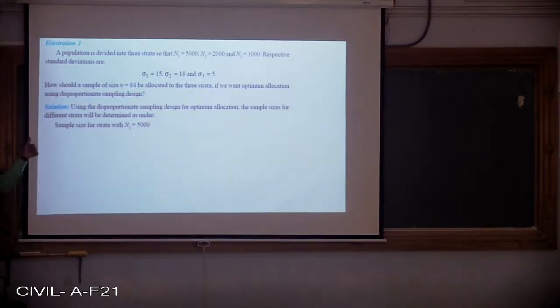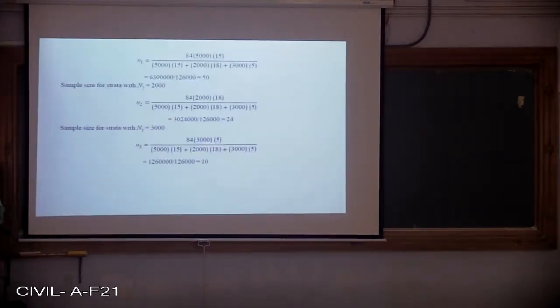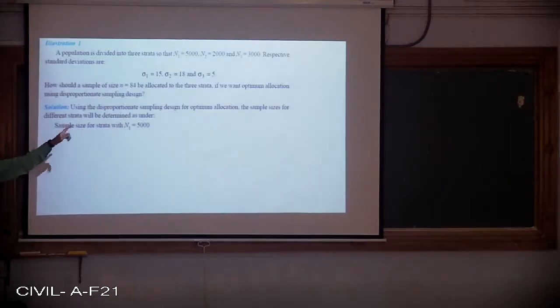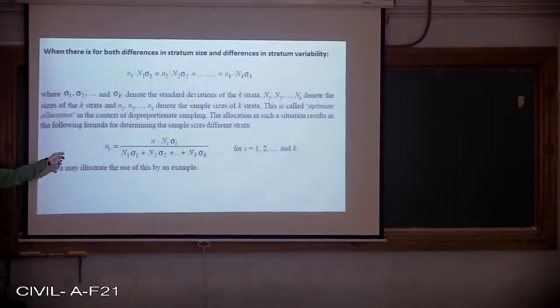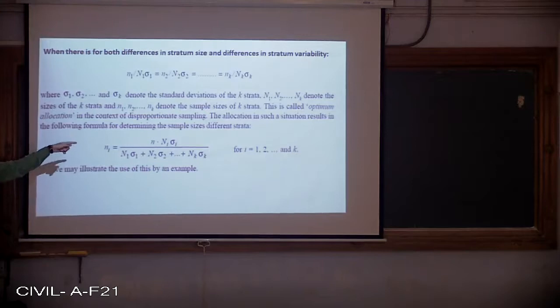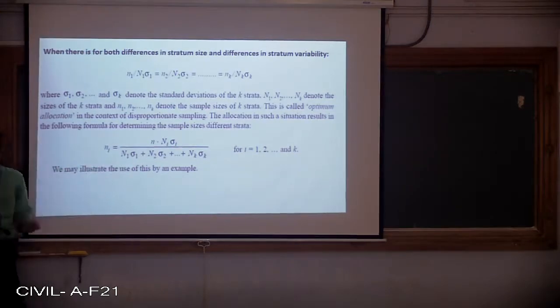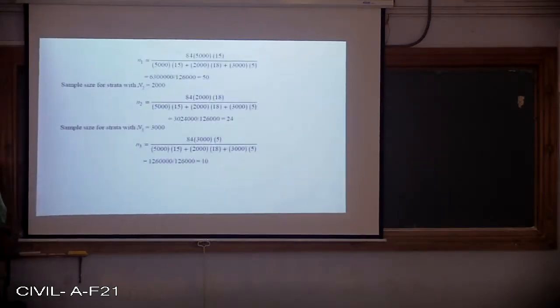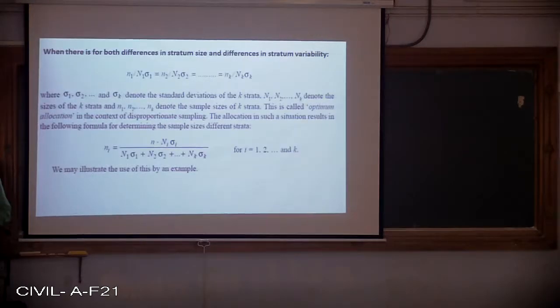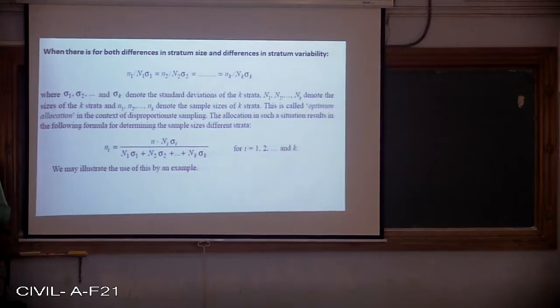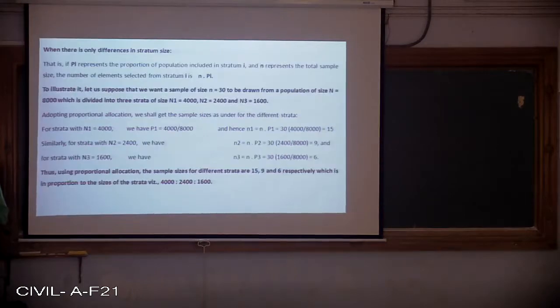So for the sample size of strata, n1 we have 5,000, n2 we have 2,000, n3 we have 3,000, and sigma 1 to 3 we have got. Applying the previous formula, ni sigma i, using this formula, you can find the sample size, which is your optimum allocation for the strata, using the standard deviations.